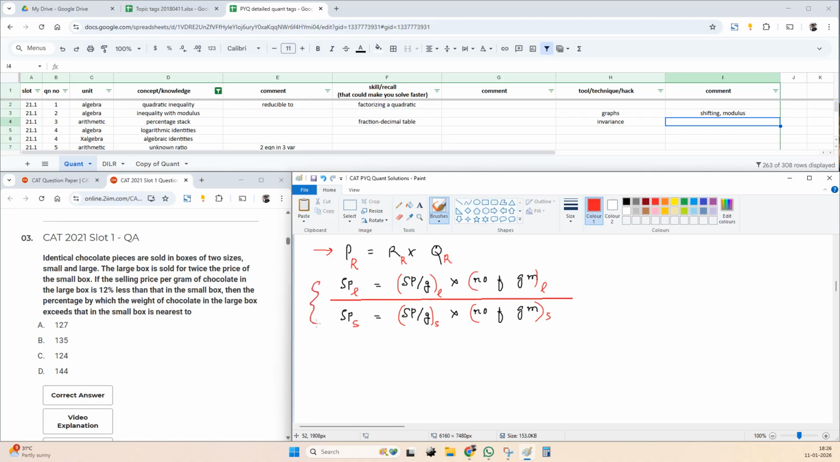I'm not going to write this down over and over again. I know this already, so I'm just going to use it straight up. And what is given to us? SP of the large box is twice that of the small box. This is given to us as 2. The SP per gram of the chocolate in the large box is 12% less. This is 12% less than this. When you divide it, you should get 88 by 100.